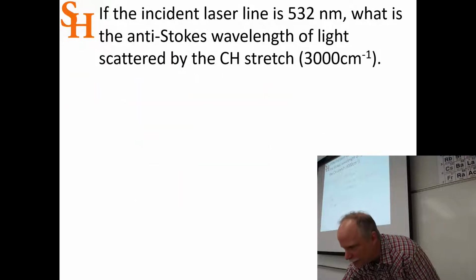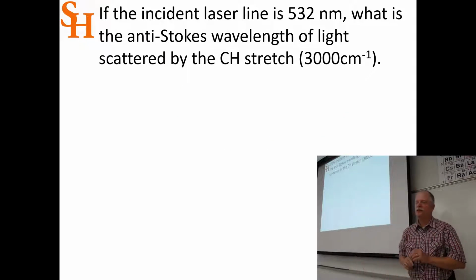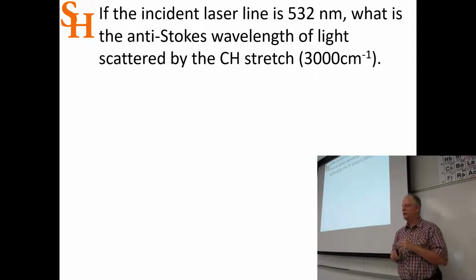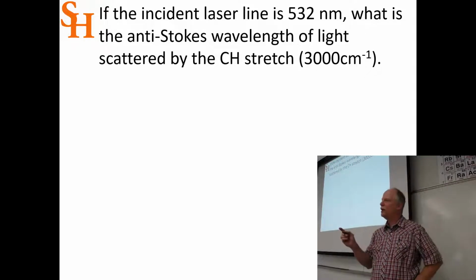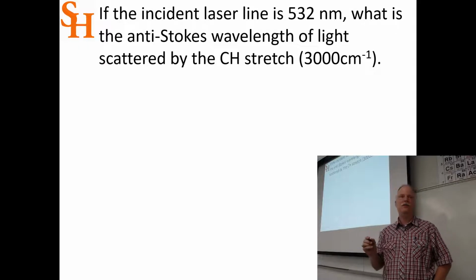Let's twist it a little bit now. If the incident laser line is 532 nanometers, what's the anti-Stokes wavelength of light for a CH stretch? So you've got to know what Stokes and anti-Stokes is. So let's draw an energy level diagram just to make sure we have it straightforward.